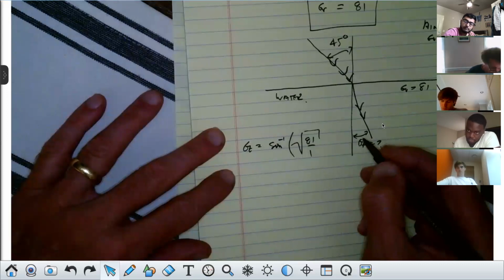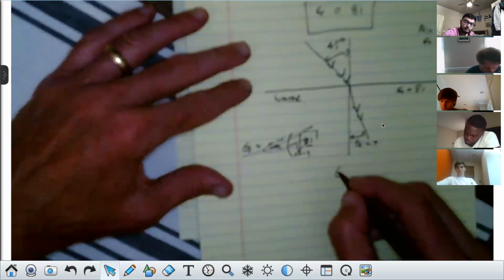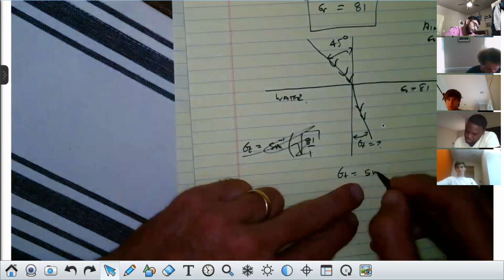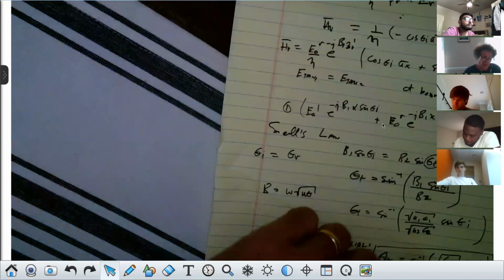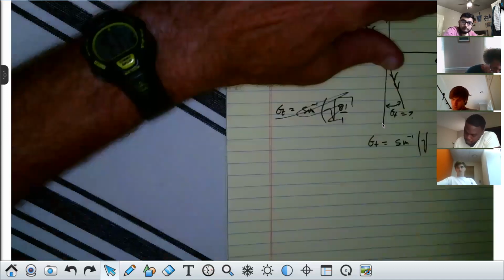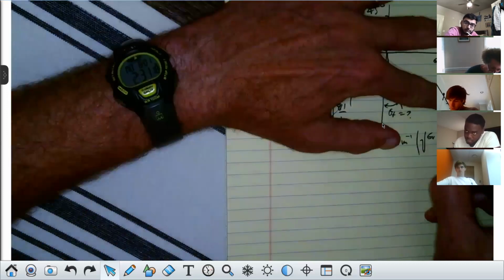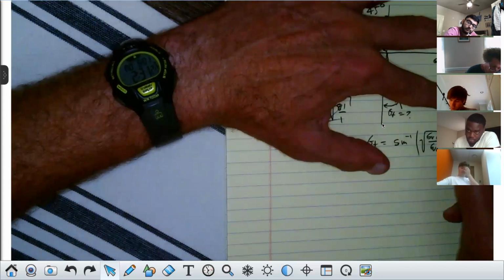Oh, sorry, I got this backwards. The transmitted angle would be equal to the sine minus 1 of the square root of epsilon relative 1 over epsilon relative 2 times the sine of the incident angle. Now I'm going to put in the values.